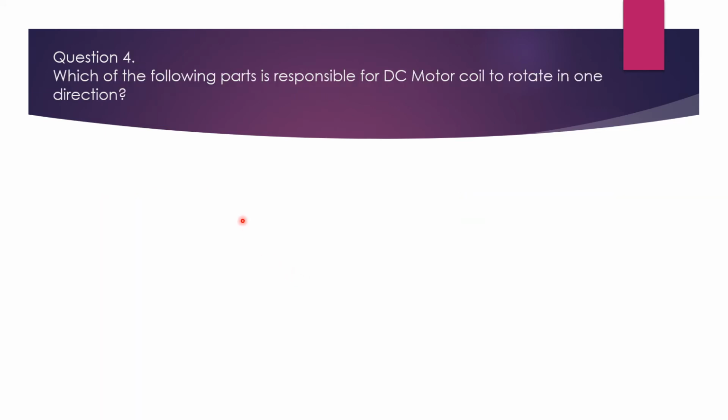Question number 4. Which of the following parts is responsible for DC motor coil to rotate in one direction? Now, the given answers are load, slip rings, commutators and battery. Battery is not part of a DC motor. Load is also not part of the DC motor. These two answers are just out. Only B and C remain, the slip rings and commutators.